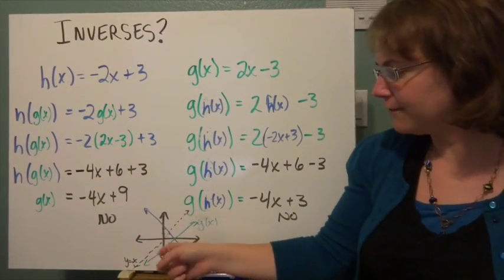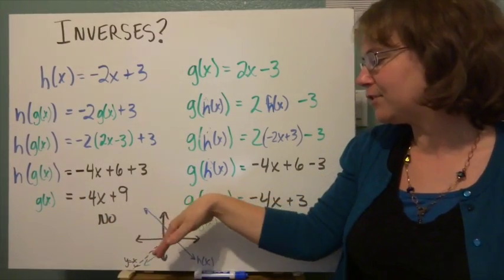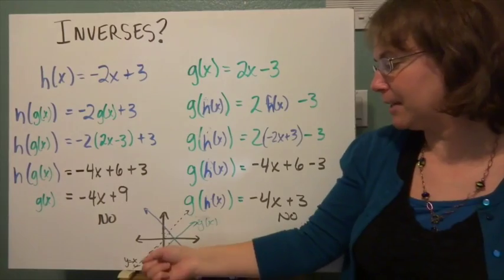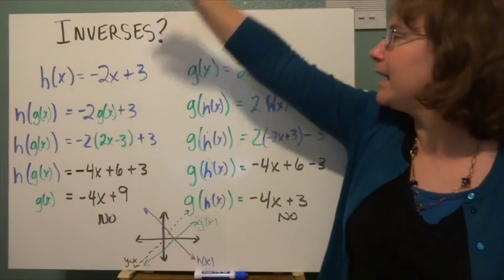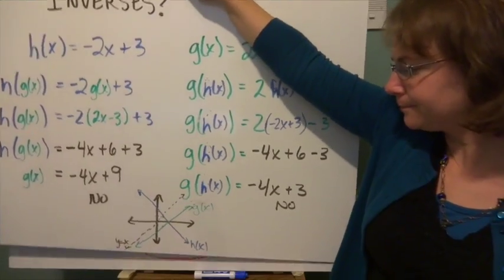Oh, and if I were to graph them, I can see my line y equals x, and it's obviously not symmetric, which means I couldn't fold it over and have it be the same on that side. In fact, my g of x is all on the right-hand side of my y equals x.